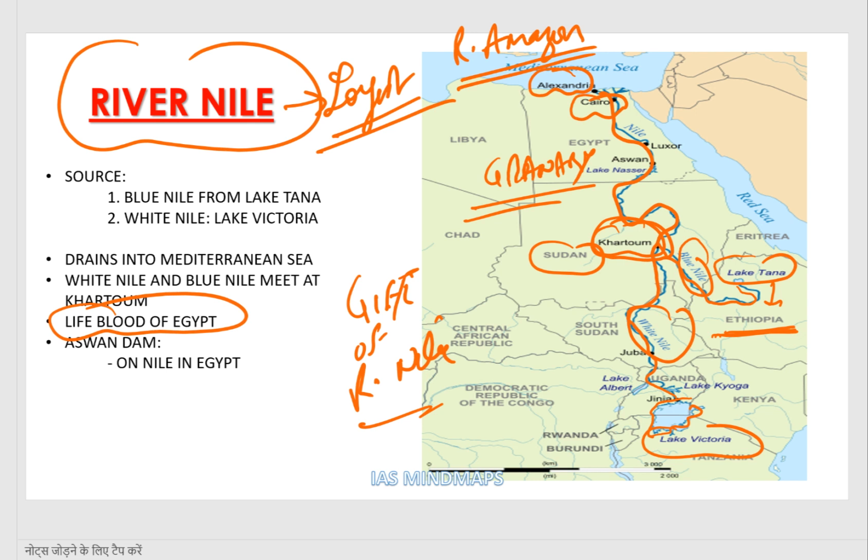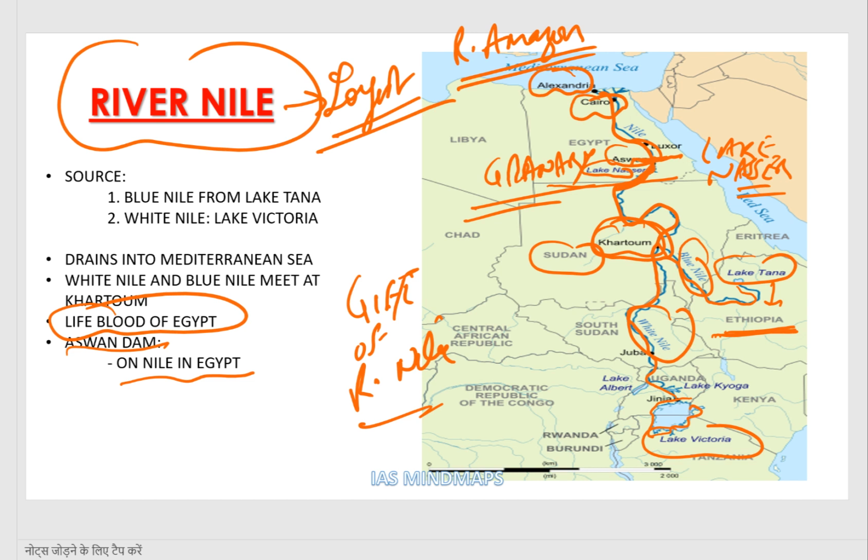And there is one very famous dam which has been constructed on River Nile, that is Aswan Dam. And Aswan Dam has created one of the largest backwaters lake of the world, that is Lake Nasser. Lake Nasser is an artificial lake created because of damming the River Nile. And Lake Nasser is very, very important because the Tropic of Cancer cuts across Lake Nasser. So this is a very, very important point to note. So Aswan Dam on Nile River in Egypt, and Lake Nasser, through this lake passes the Tropic of Cancer.